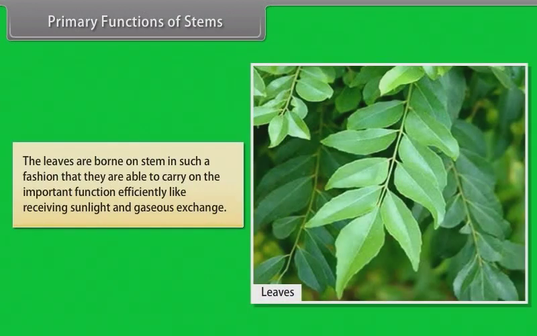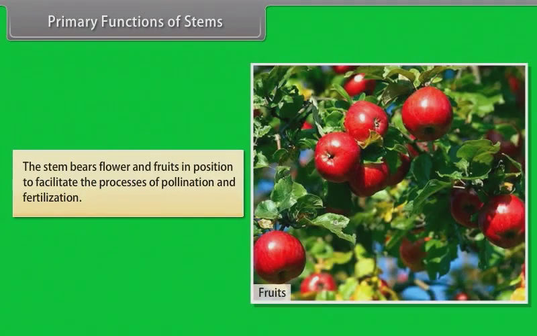The leaves are borne on stem in such a fashion that they are able to carry on important functions efficiently, like receiving sunlight and gaseous exchange. The stem bears flowers and fruits in position to facilitate the processes of pollination and fertilization.